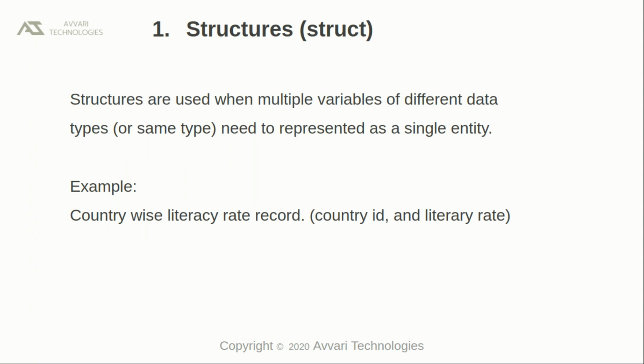Structures. Structures are used when we want to use multiple variables of different data types. The difference between structure and array is we can store different data types in structures and we can store the same data type in arrays. For example, if you want to store data of literacy rate, where we have two fields. First one is country ID, which is integer, and literacy rate, which is written in terms of floating point numbers.